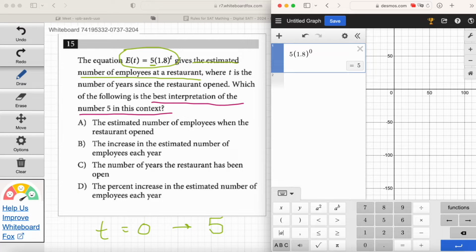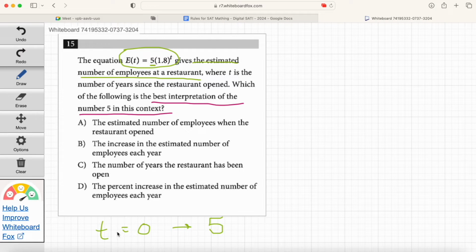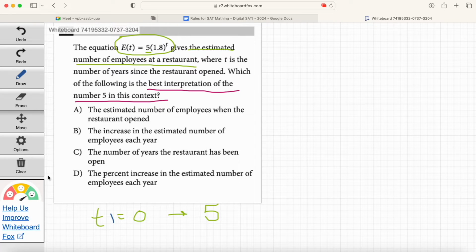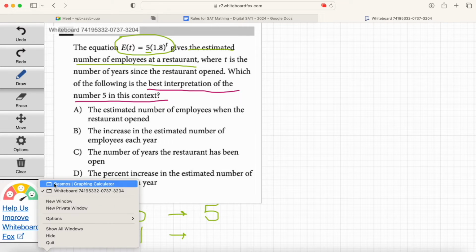I think it is, but I want to practice this again. Let's plug in a 1 for t. I just want to see what happens. Let me erase this real quick. We'll make t equal 1. So now think about what this means. This means 1 year has passed. Okay, and let's punch it into Desmos and see what we get.